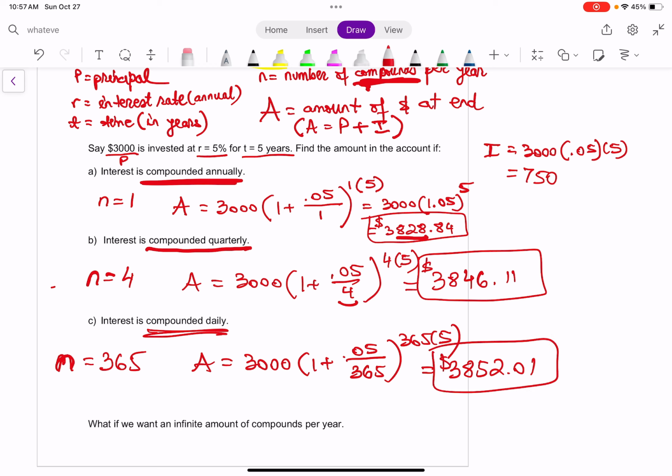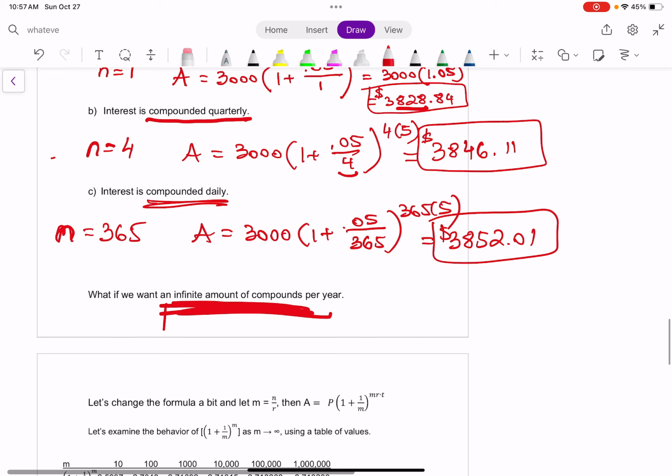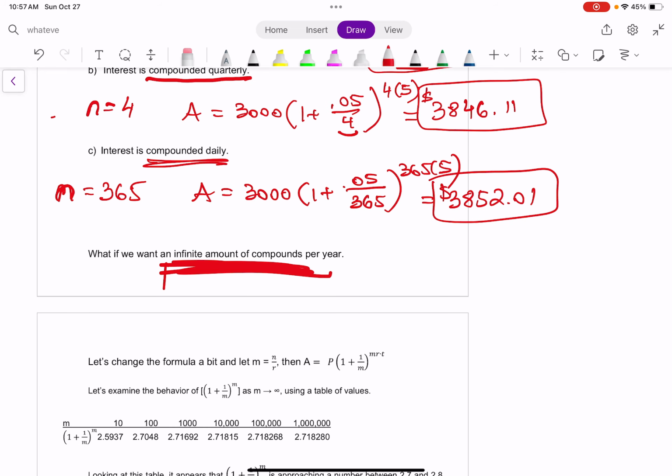But it's more. So what if we want an infinite number of compounds per year? So we're like, fine, I don't care if I don't earn that much more. I want the most of my money. So I want the bank to compound my interest, not every day, not even every hour, every second, every split of a second, constantly. We call that continuously.